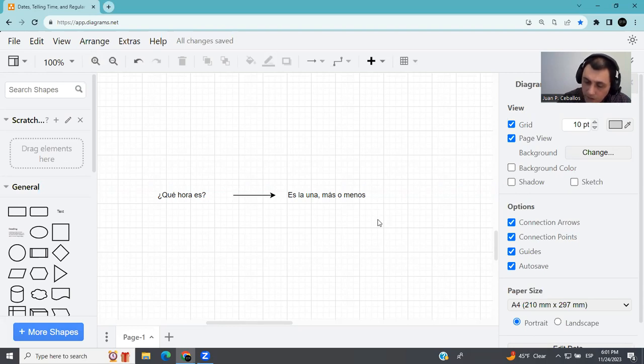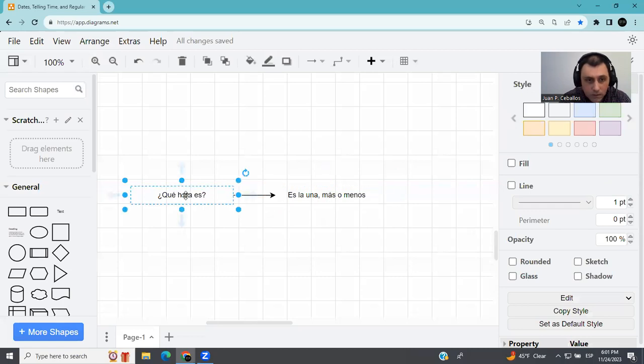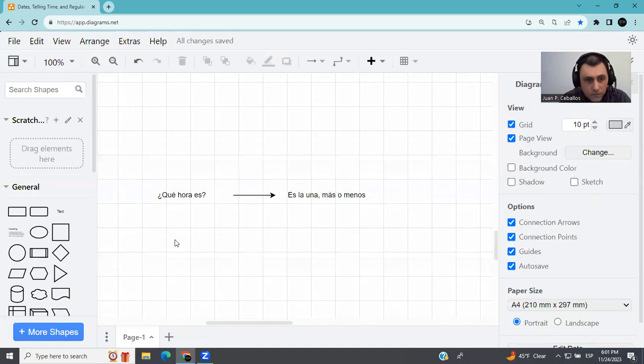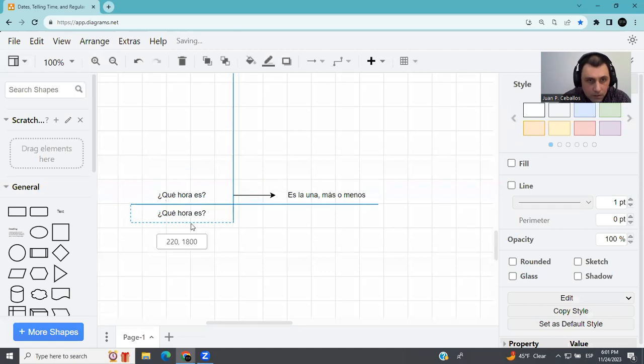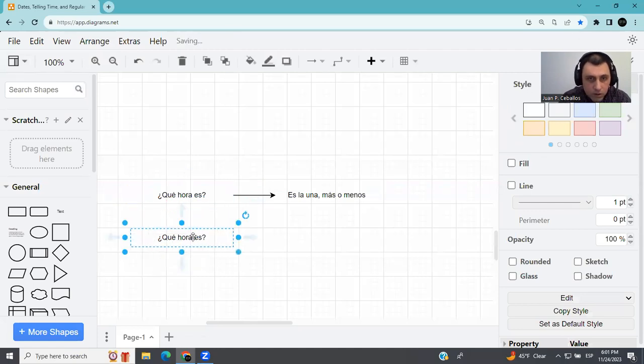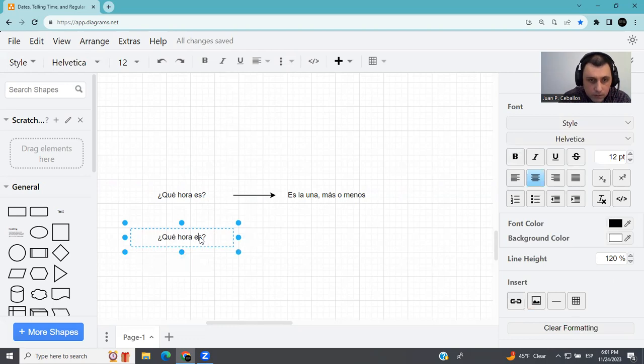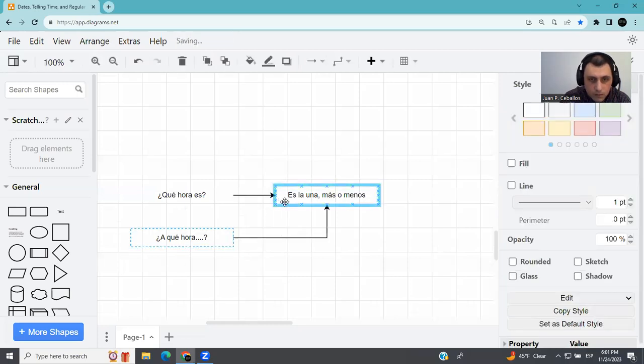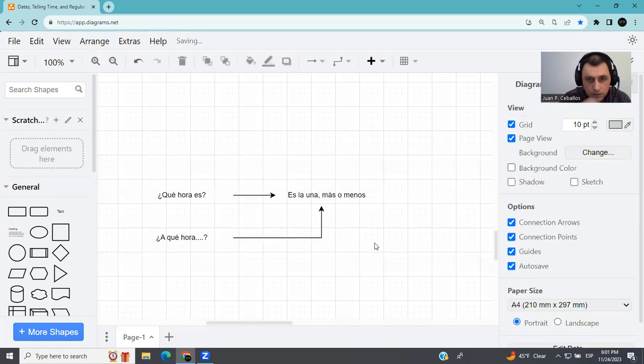Now I can use this same expression to answer also the following question: ¿A qué hora? So at what time something happens. And I can use the same expression with that as well.